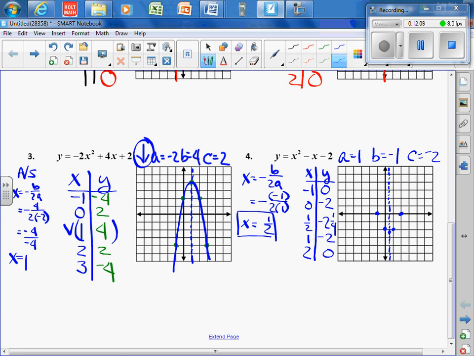Now number 4, okay, the one time that we get a fraction, and it's a nice even fraction here, at 1/2. That's your axis of symmetry. So we're going to mark our vertex at 1/2, and when you plug in 1/2 for x here and here, you get -2 and 1/4. So at 1/2, -2 and 1/4, we have our vertex.